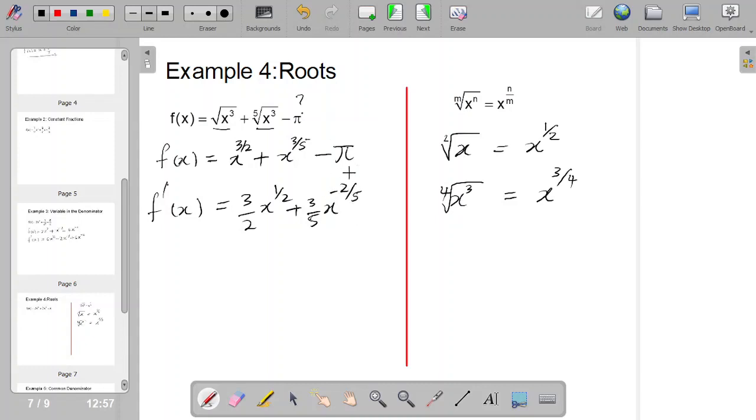And then what is the derivative of a number? Since we said pi is just a number, it's 0. So that is how you deal with pi. It's just a number.